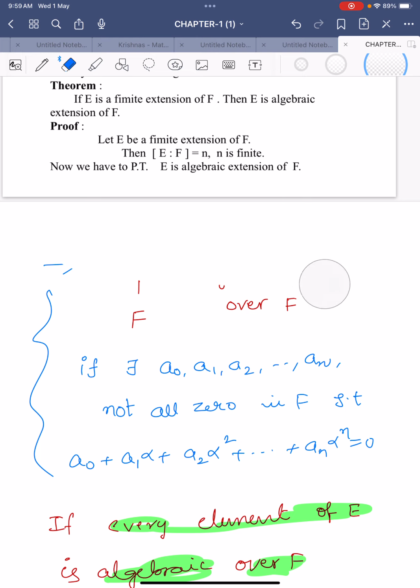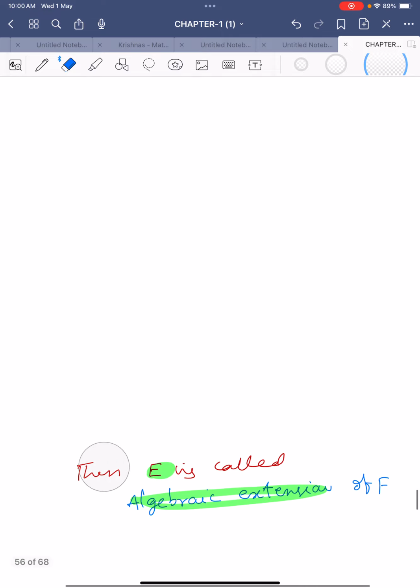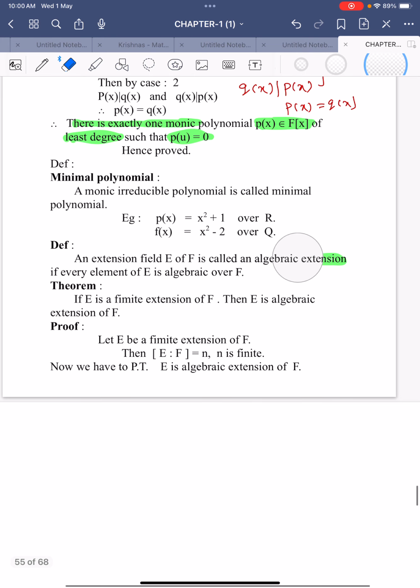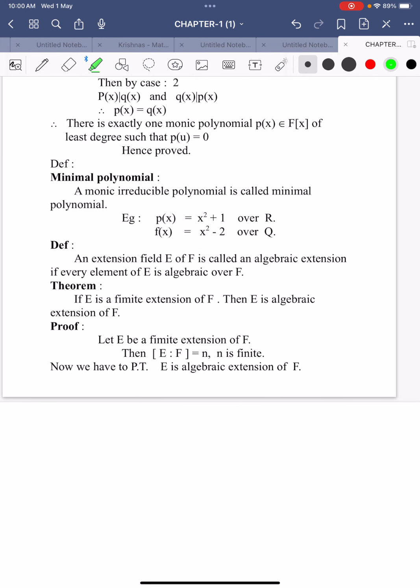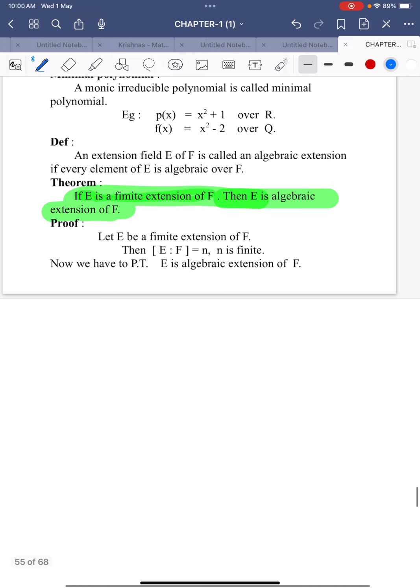Let us see the statement of that theorem. If capital E is a finite extension of the field capital F, here it is the statement. Please observe that. If capital E is a finite extension of the field capital F, then E is algebraic extension of capital F. It means, simply we say that every finite extension is algebraic. That's it. Let us prove this theorem.